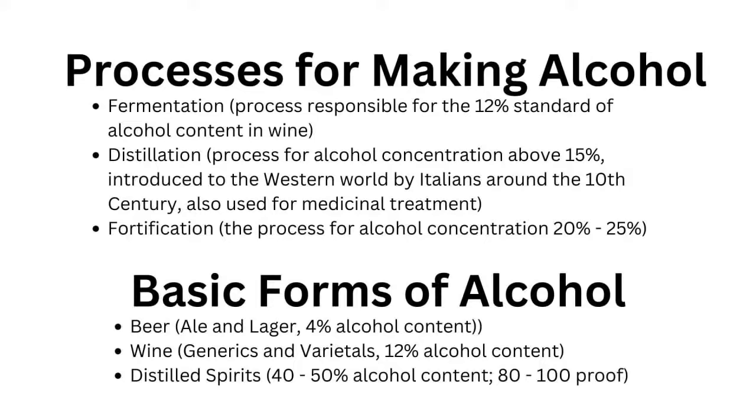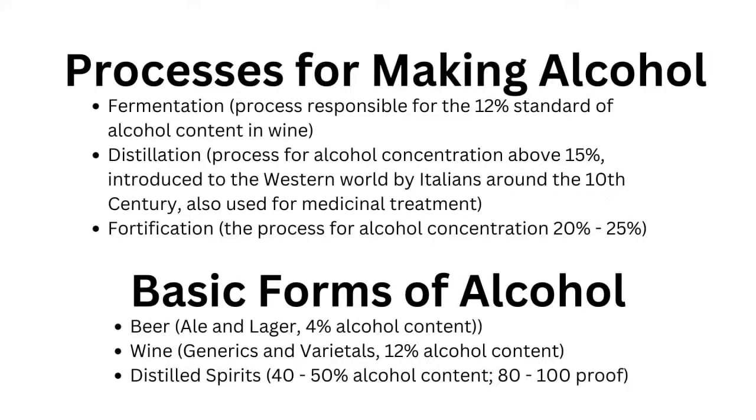And so, what we want to take a look at today is the process for making alcohol. In all alcohol, it's basically only two forms of beer and two forms of wine, and then you have distilled spirits. So the fermentation process is the basis for all alcohol. Period. It all starts with the fermentation process.